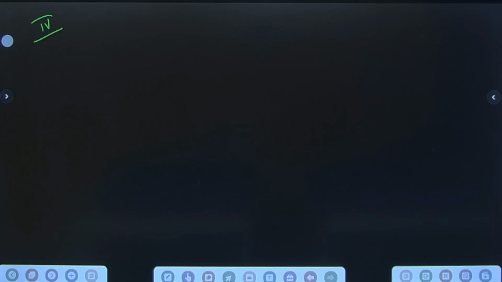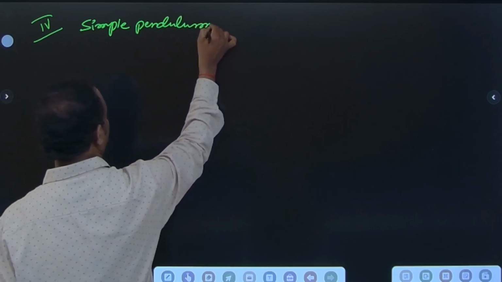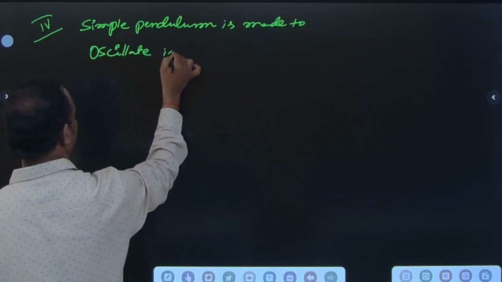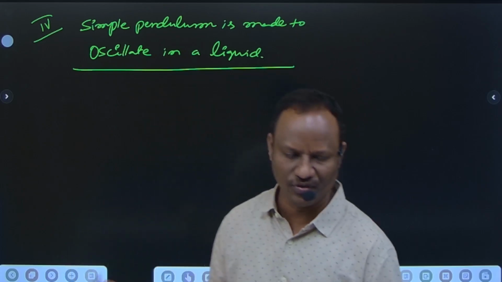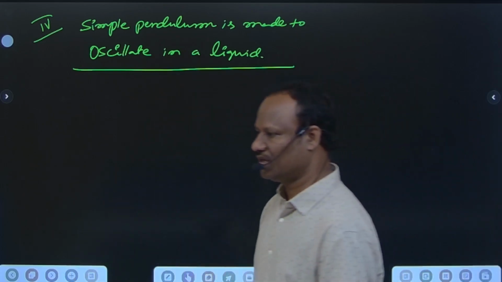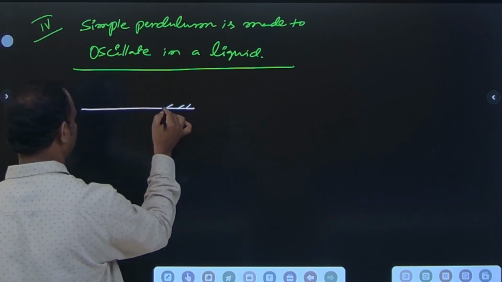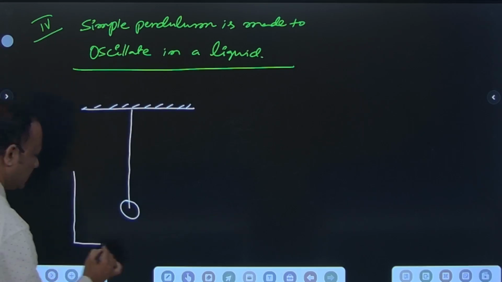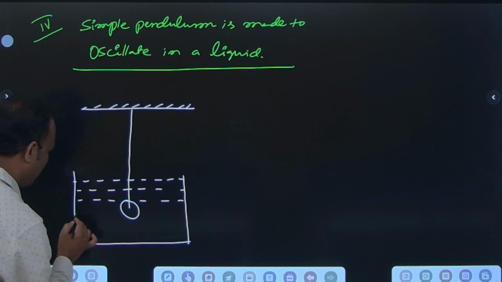For the fourth case, a simple pendulum is made to oscillate in a liquid. This comes under fluids, force of buoyancy. The condition is this: here is a fixed support, and here is a pendulum. I made a container here, and this is the liquid. The pendulum is making oscillations.